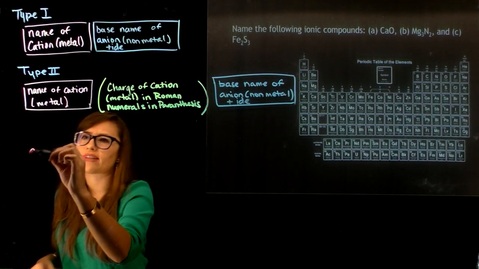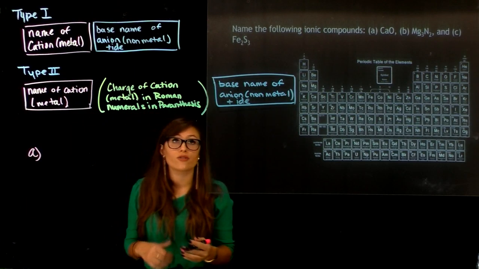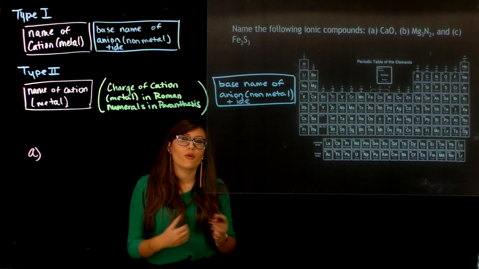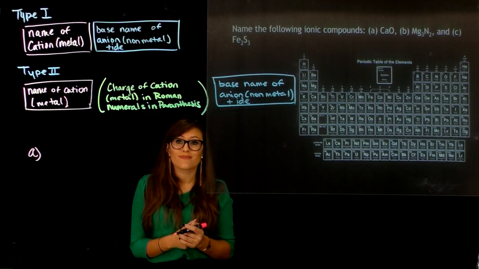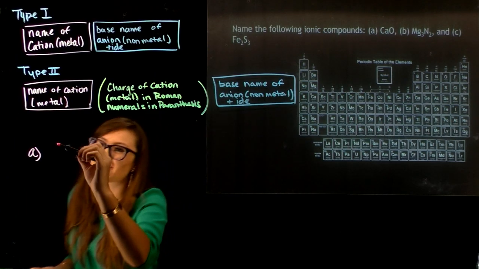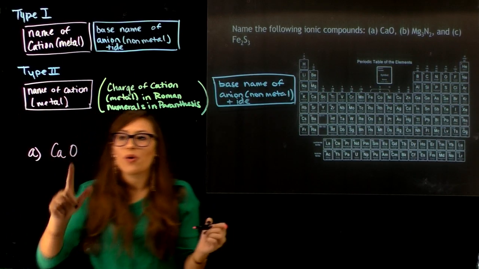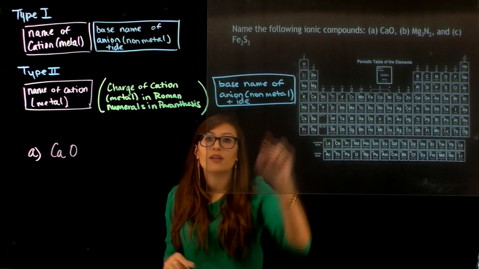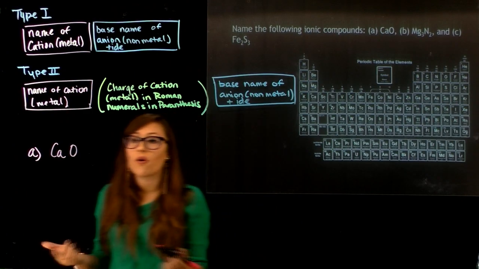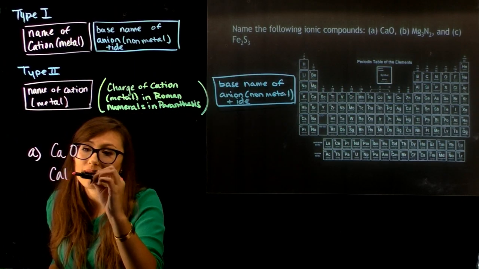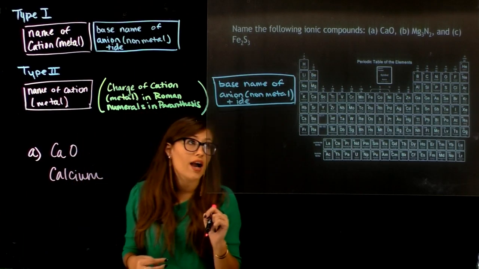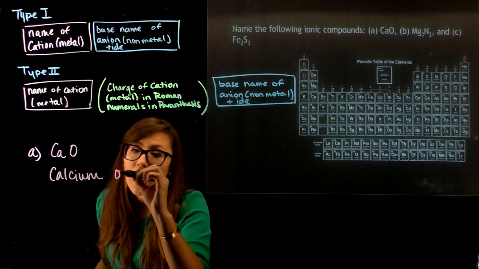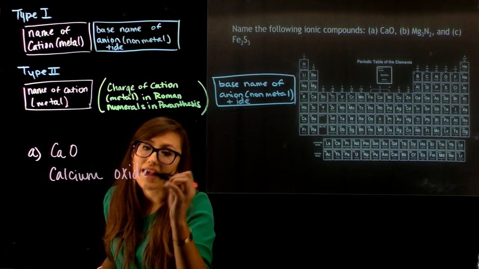So let's go ahead and practice this and identify whether it falls under type 1 or type 2 before we go into naming. Calcium oxide. Well, CaO. Let's start off with that. CaO. We know calcium is a main group metal, so we're going to name this one as calcium, followed by our anion, followed by "-ide", would be oxide.